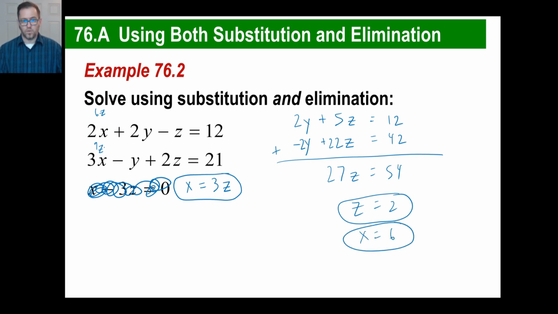And then we can just take one of these equations. It's easier, there are no x's to mess with. If we know z is 2, let's just do it. 5 times 2 is 10. So 2y plus 10 equals 12. We'll move the 10 over. That's 2y equals 2, so y is equal to 1. And there we go.